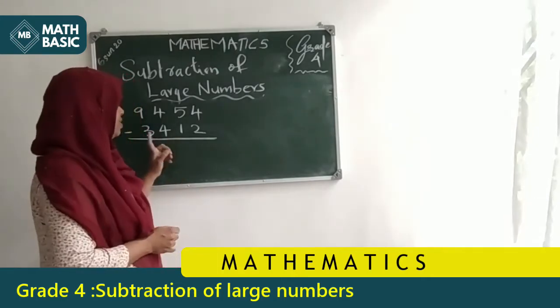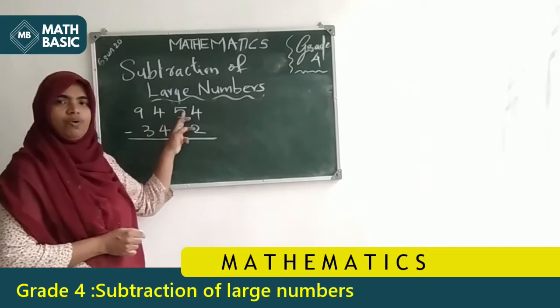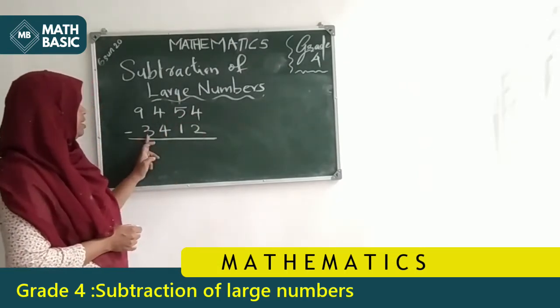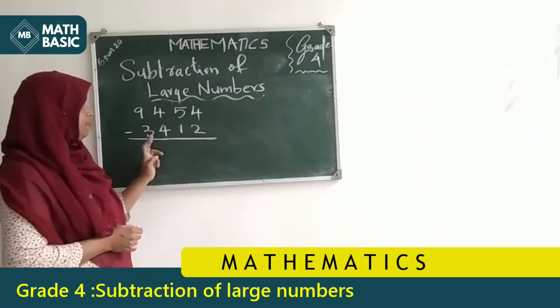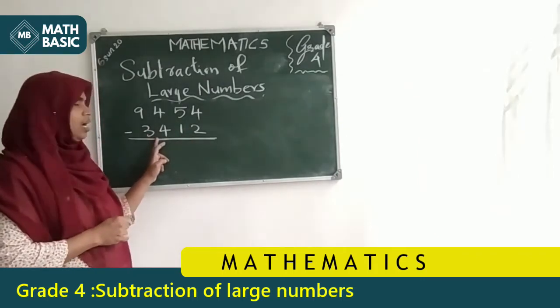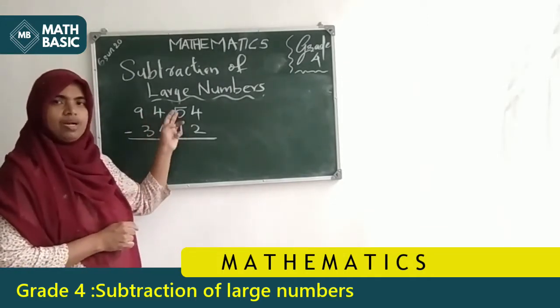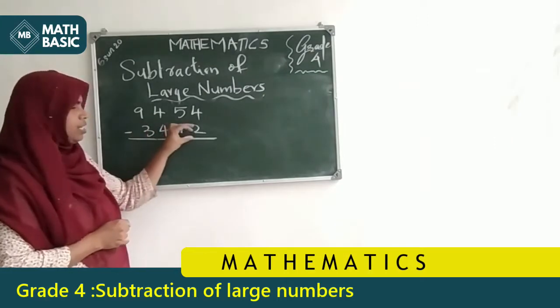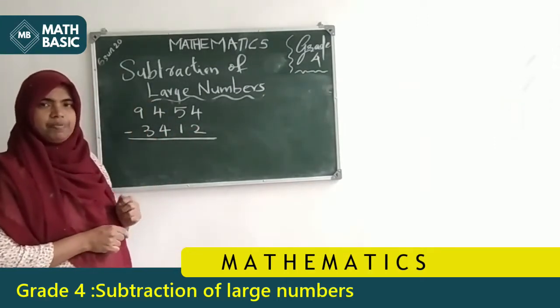See this question from the textbook, 4-digit numbers. 9454 minus 3412. This is subtracting. Listen to the sentence: subtracting 3412 from 9454. That means smaller number below, bigger number above. Then only can we subtract.